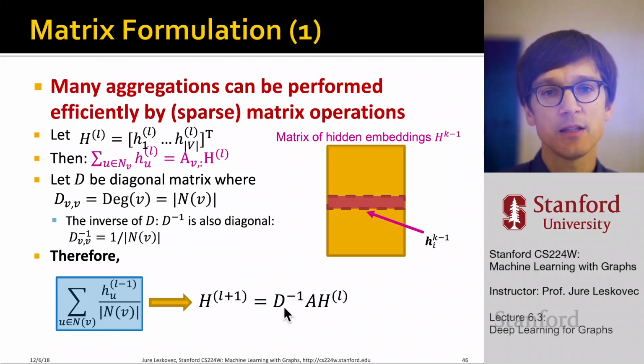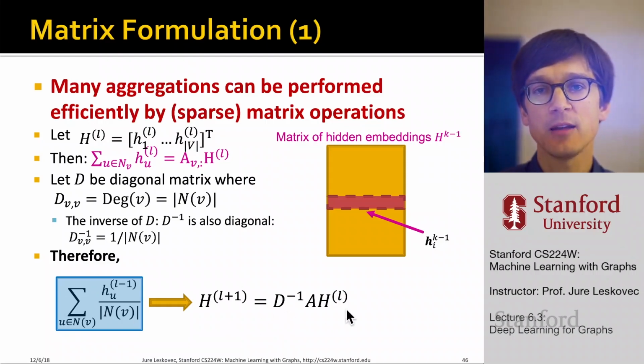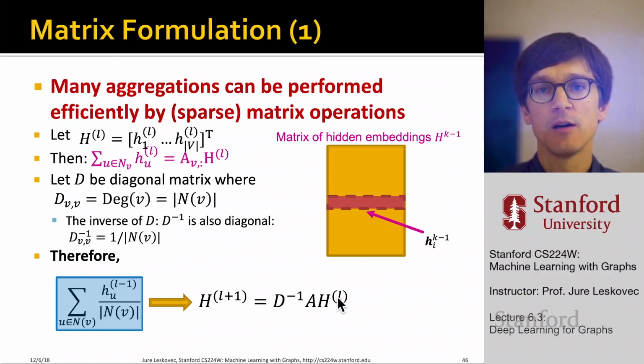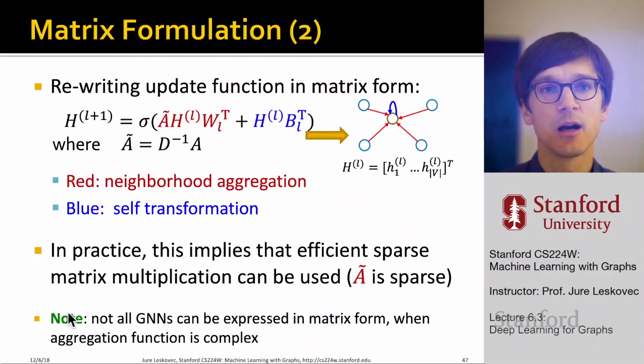So basically, what this means is that I can write things in terms of this summation and averaging, or I can write it as a product of 3 matrices. A product of this diagonal matrix that has 1 over the degree on the diagonal, so this corresponds to this term. A corresponds to summing over the neighbors, and H superscript L are the embeddings of the nodes from the previous layer. So I can think of this in terms of this kind of matrix equation, or I can write it basically as neighborhood aggregation.